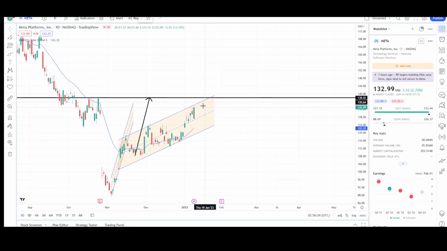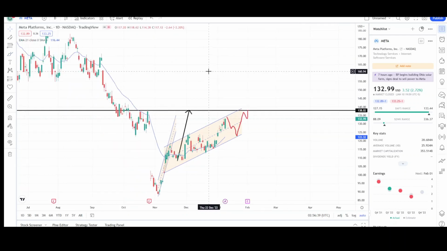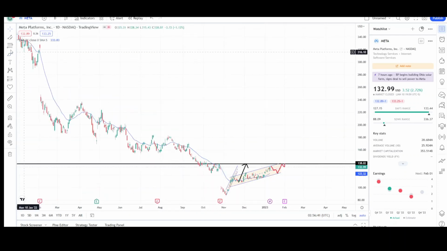If we don't get that breakout and we just come back down slowly, then there's a good chance we just continue to trend higher. But if we see a blast through this level right here, then there's a good chance that we're going to mark the top and then continue to sell off. So I believe Meta Platforms is still looking like it wants to continue lower.